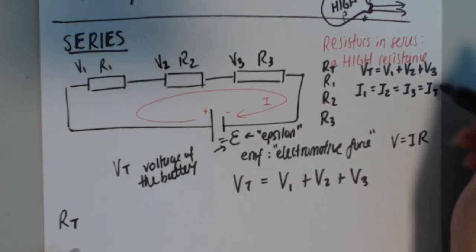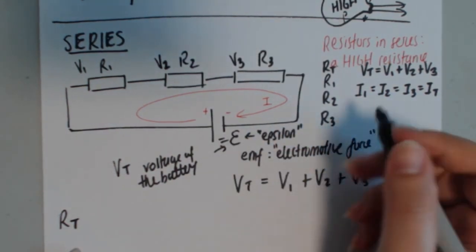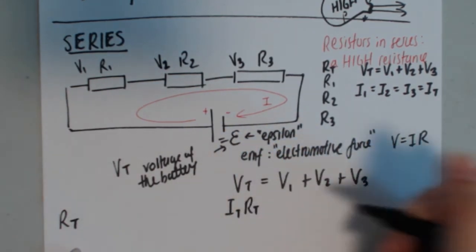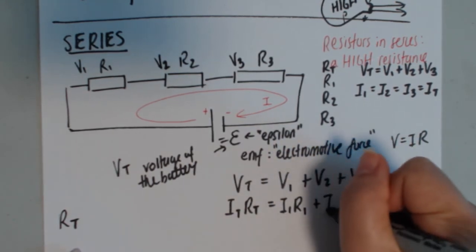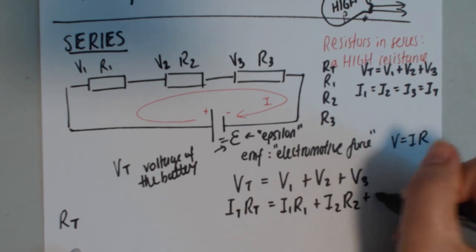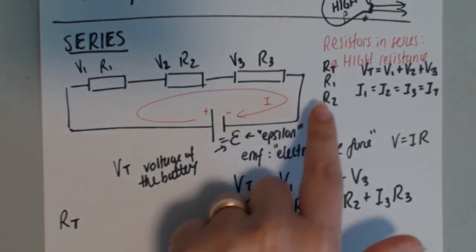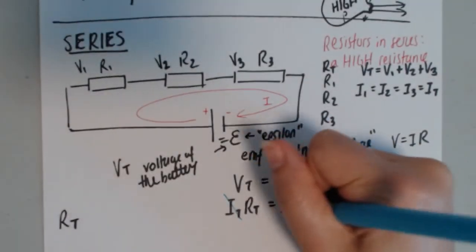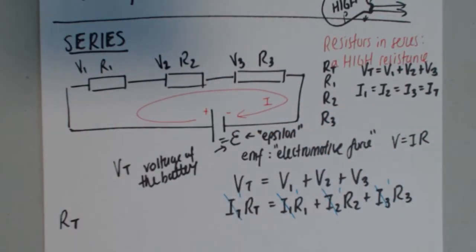All right, so using these two pieces of information with V is equal to IR, I can now rewrite it like this. V total is equal to I total times R total. And V1 is I1 times R1. V2 is I2 times R2. And V3 is I3 times R3. Now, the very fact that all of the currents are the same means I have the same value in each of these terms. I can cancel them out because they appear in every single term, leaving the ones behind.